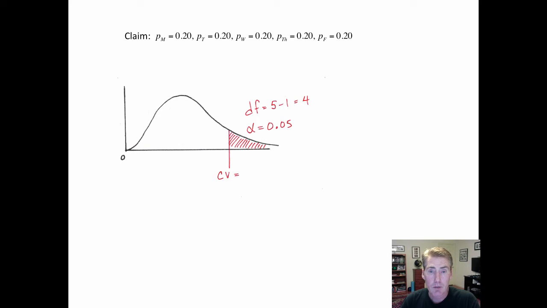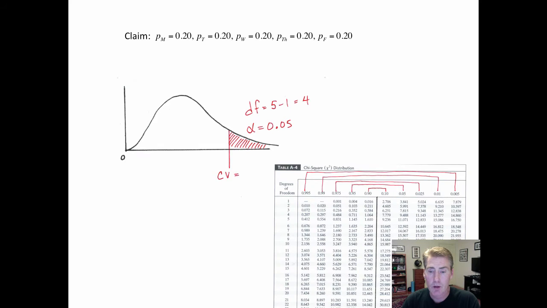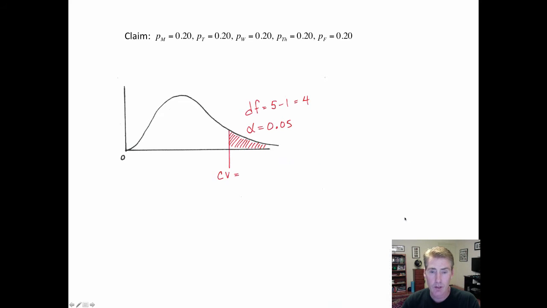And next, to look up the critical value, we need table A4. So I've got one around here. Oh, there it is. With this table, we're looking for the right tail only, so we're going to be using this 0.05 on the right side. Degrees of freedom is 4, so that's going to be this right here, 9.488. So the critical value is 9.488.